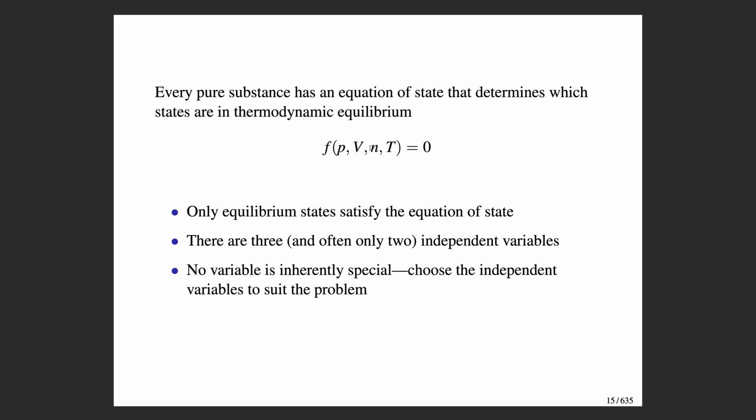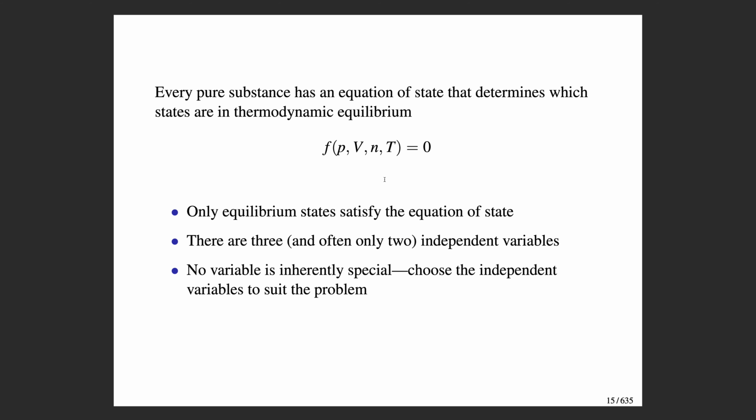Oftentimes, the number of moles within our system is fixed. And so really, if number of moles is fixed, then there's typically only going to be 2 independent variables, right? If number of moles is already fixed, and we know pressure and volume, then we can determine the temperature. Okay, so typically, we'll have only 2 independent variables that we need to worry about.